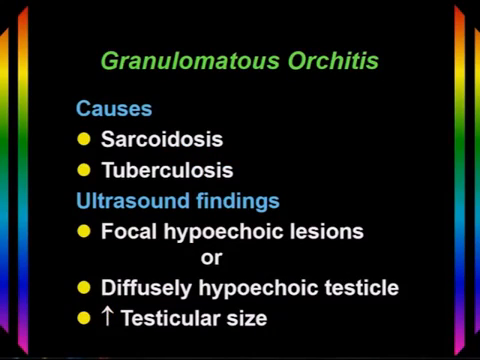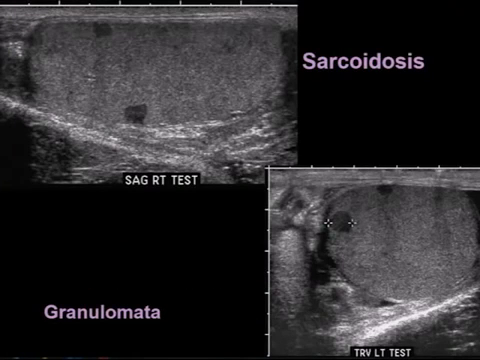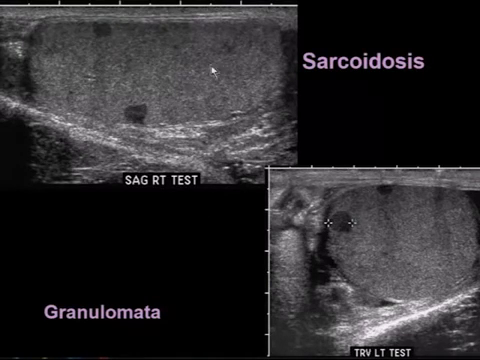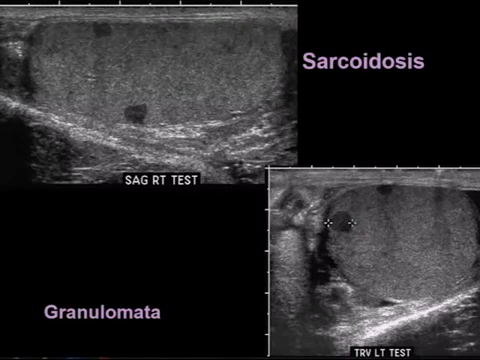Granulomatous orchitis can be caused by sarcoidosis or tuberculosis and may present either with focal hypoechoic lesions inside the testicle or may produce diffusely hypoechoic testicles with enlargement of the testicle itself. So here's a patient with sarcoidosis. This patient had multiple hypoechoic lesions in each testicle. On both sides, they were all similar in size and echo texture. And because of his history of sarcoidosis, the diagnosis of granulomata was made.